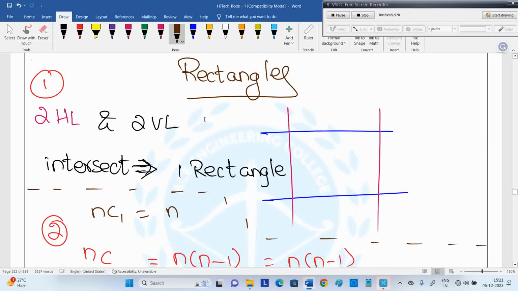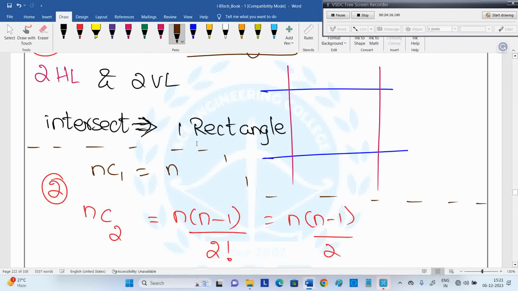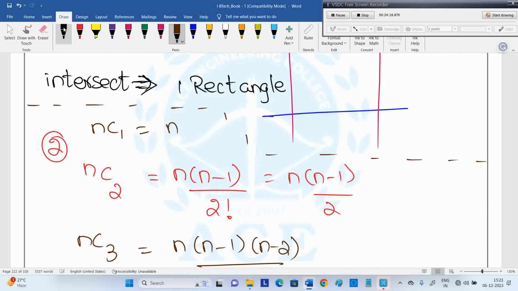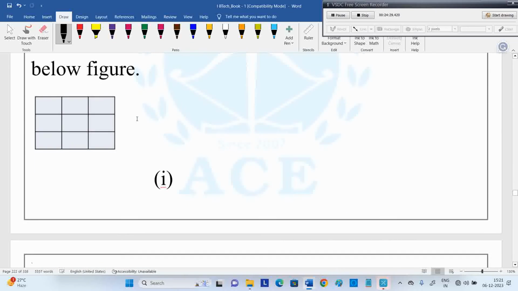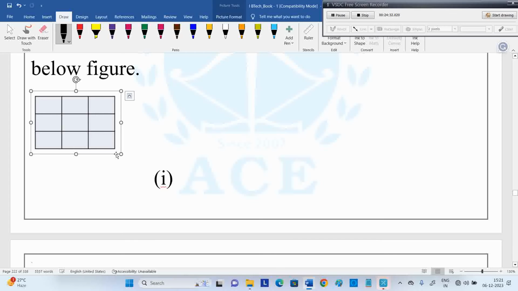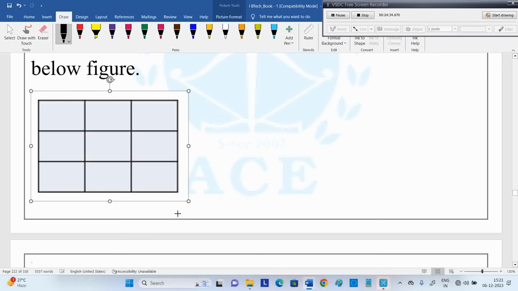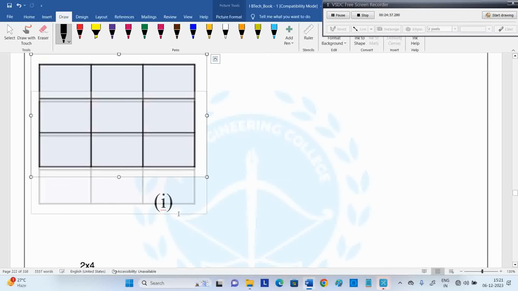So 1 point: 2 horizontal lines and 2 vertical lines intersecting, how many rectangles do we get? 1 rectangle. And here NC2 means nothing but n into n minus 1 divided by 2. Keep these points in mind. Let's see the first question related to rectangles. Find the number of maximum rectangles. I'll give you the thought of how to do manual counting, then we'll see the shortcut as well.